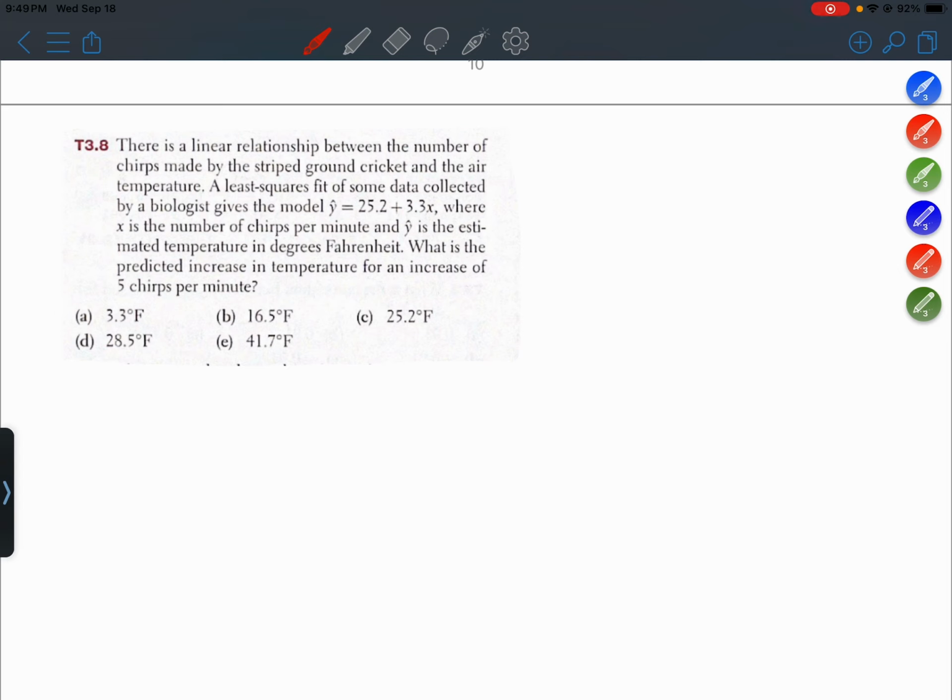Okay, so we're trying to find the increase in temperature, which is the y variable, for some sort of increase in the chirps per minute. That's the x variable, right? So that statement is about the increase or the change in y versus the change in x. Well, you might recognize that as the slope. Okay, slope is change of y to change of x.